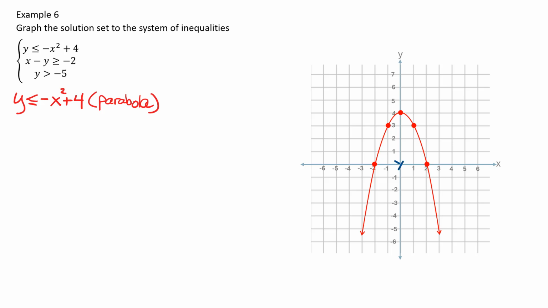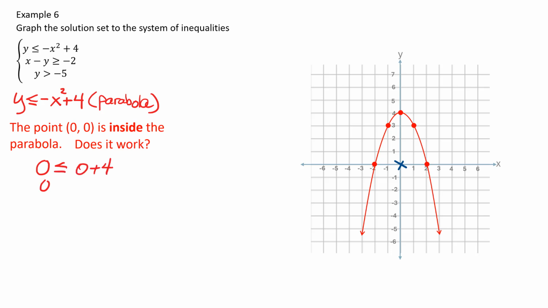That is inside the parabola or below the parabola. So we're going to check that. Does it work? If we put that into the inequality, 0 is less than or equal to 4, that is true. So we will shade below or inside the parabola.